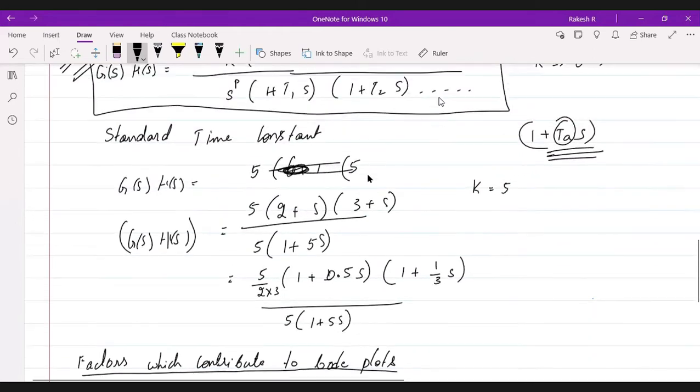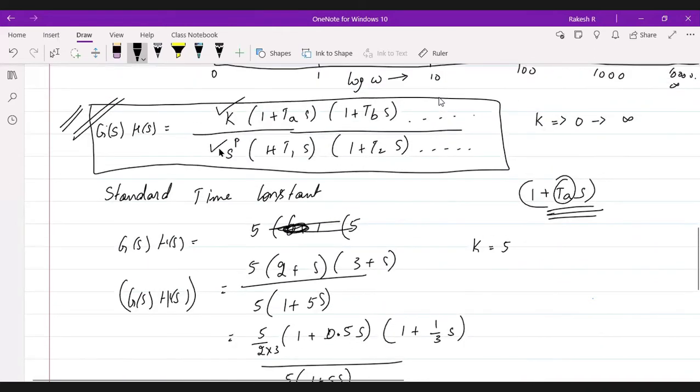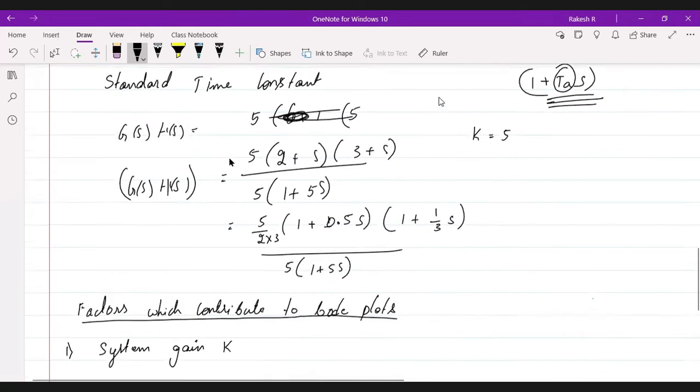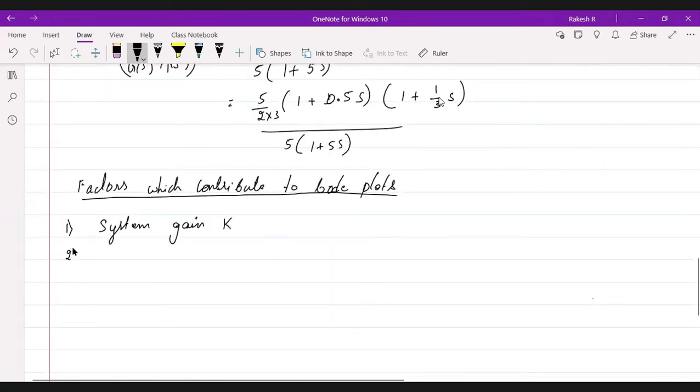Next, this is the second point here: the pole or zero at origin. Why I'm taking this as pole or zero at origin? Because the second factor is the pole or zero at origin.